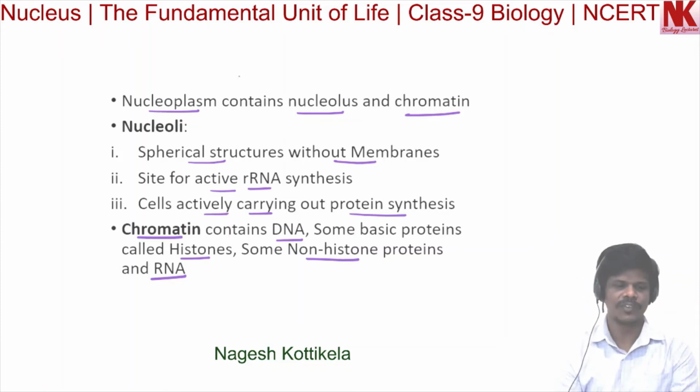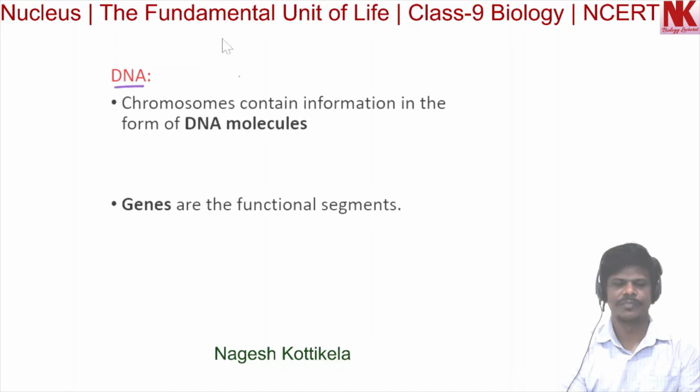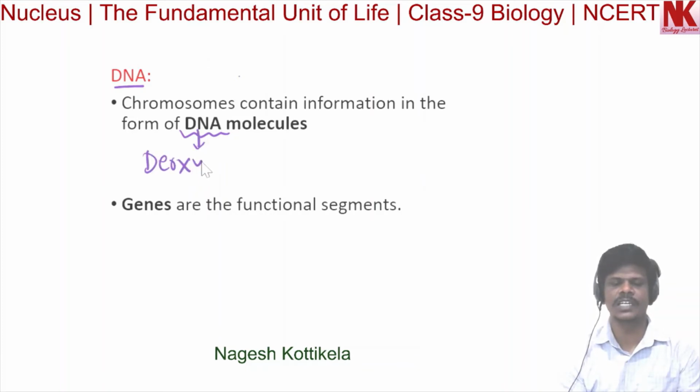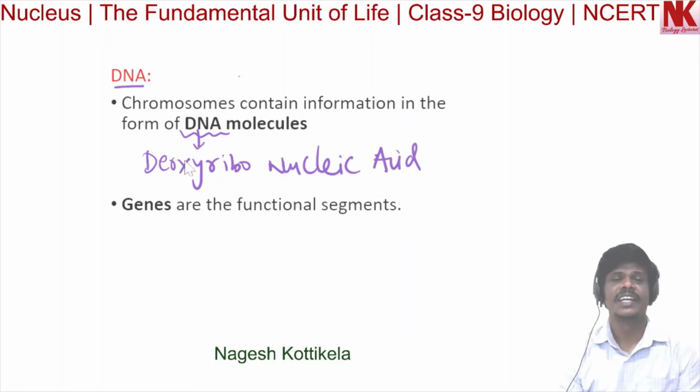Now moving to the next, DNA. Chromosomes contain information in the form of DNA molecules. DNA full form is deoxyribonucleic acid. It has the information necessary for constructing and organizing cells, and also it has the information to transfer the characters from parents to the offspring.